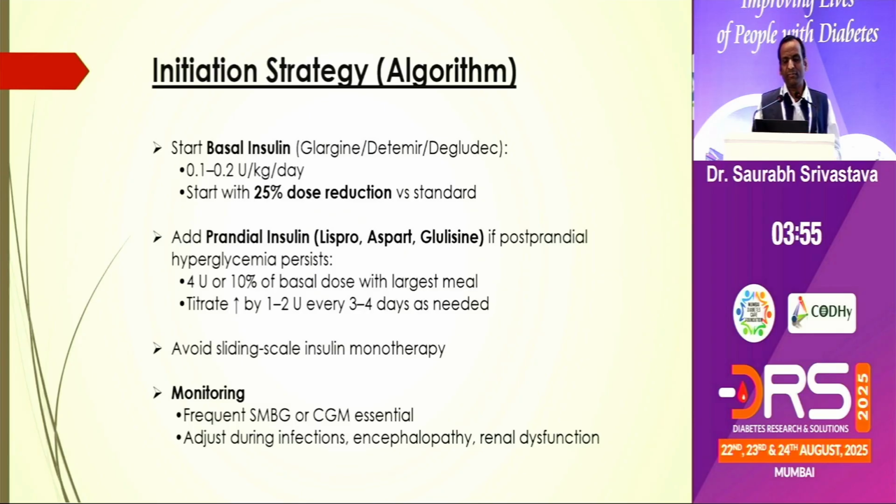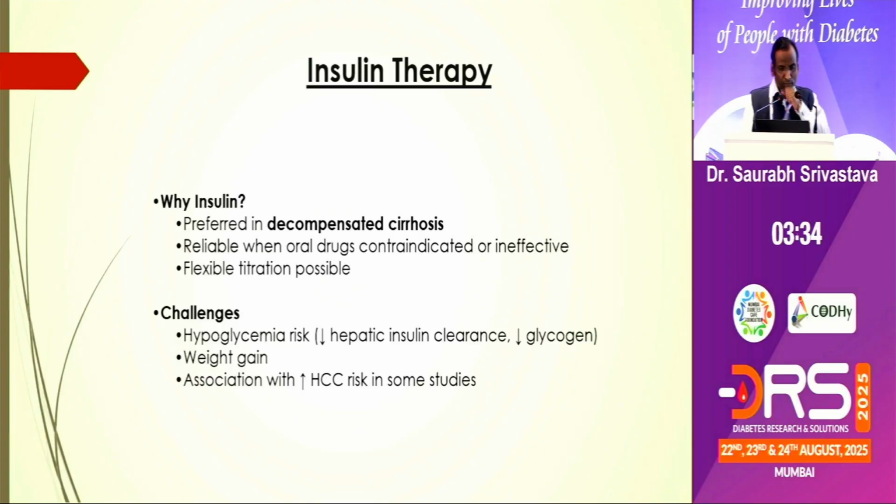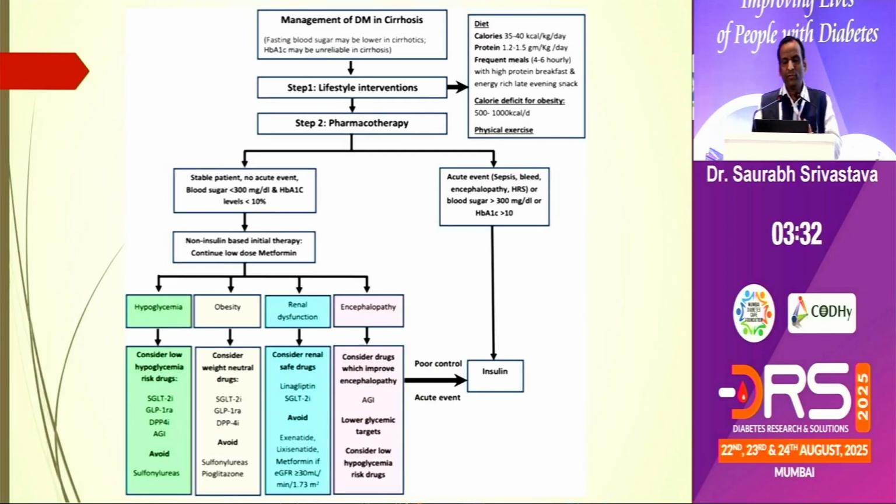It should be started with a 25% reduced dose, with a dose of 0.1 to 0.2 units per kg per day, and prandial insulin can be added with the largest possible meal. It can be either 4 units or 10% of the basal dose, and titrated every 3 to 4 days. And monitoring should be SMBG or CGM. So this is the main protocol.